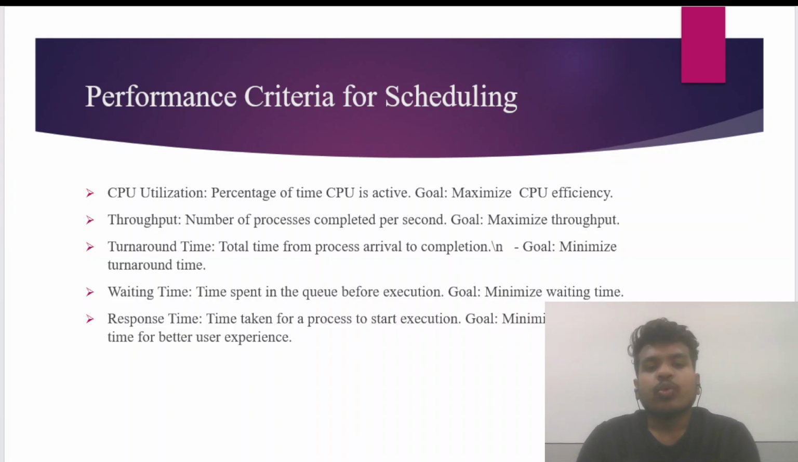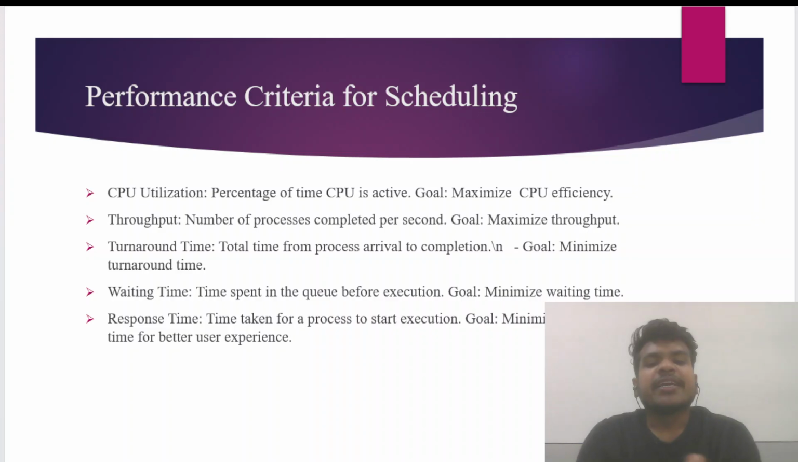Then we have turnaround time. It is the time taken from process arrival to completion. The formula for this is turnaround time equals completion time minus arrival time. One example is a process that may arrive at 10 a.m. and finish at 10:05. Now, you will tell me in the comments what the turnaround time of this example will be. The goal is obviously to minimize the turnaround time so the efficiency is better.